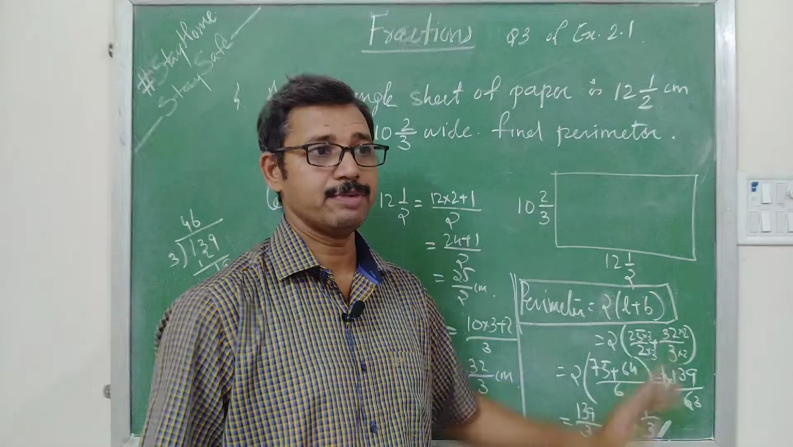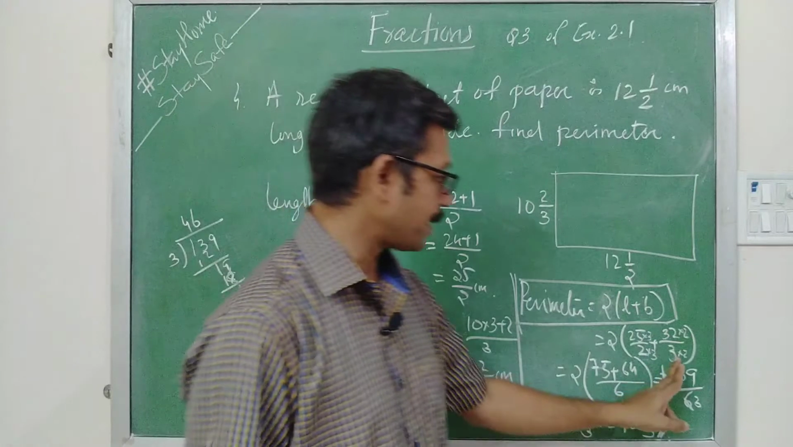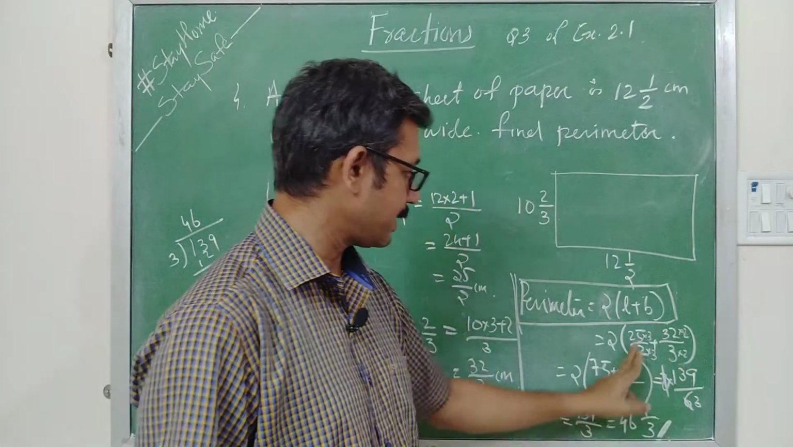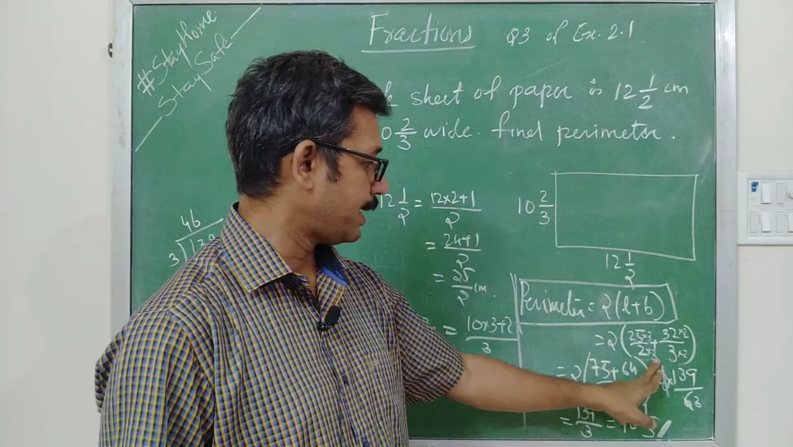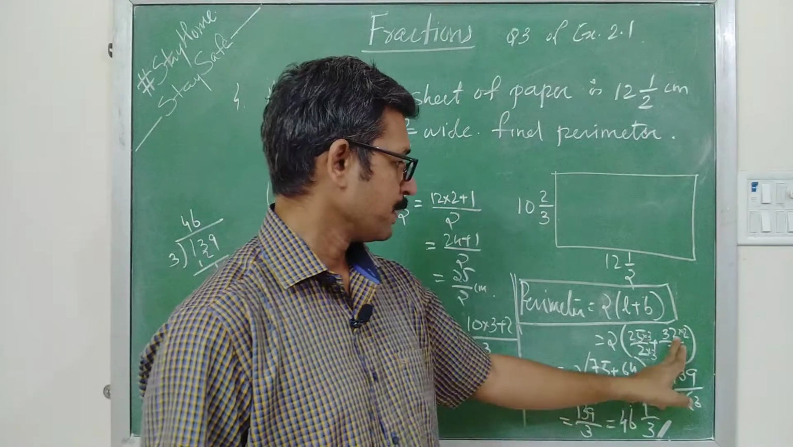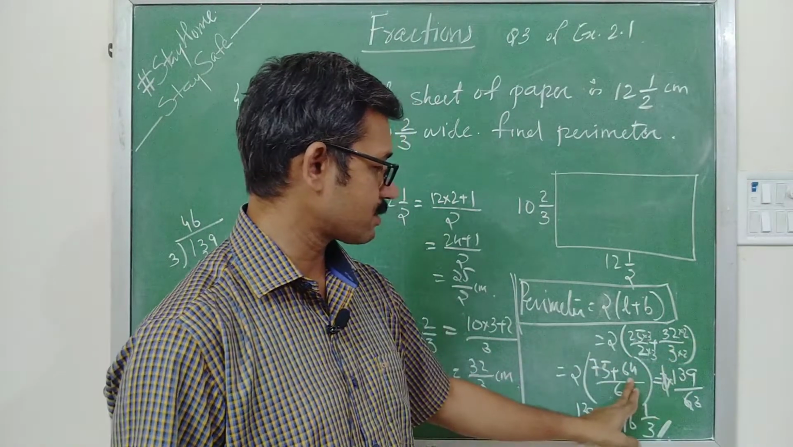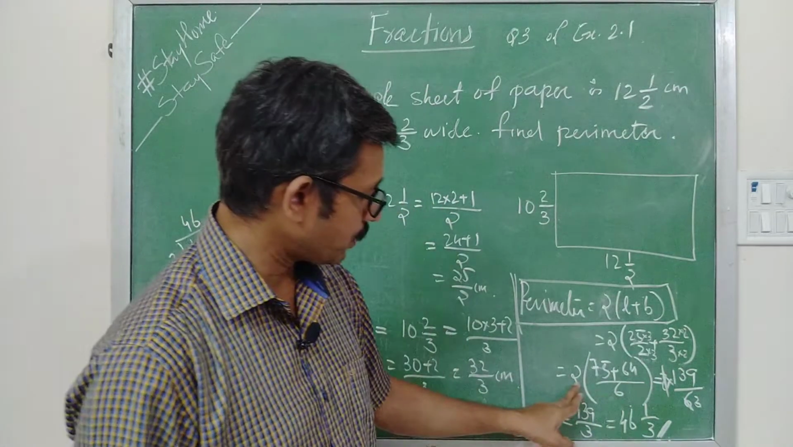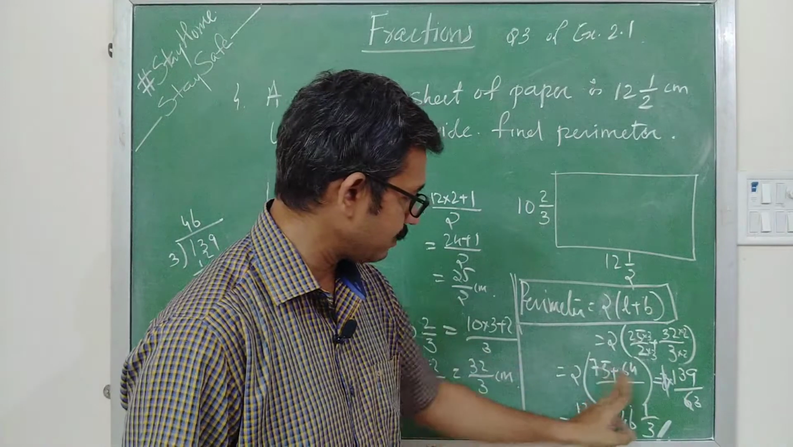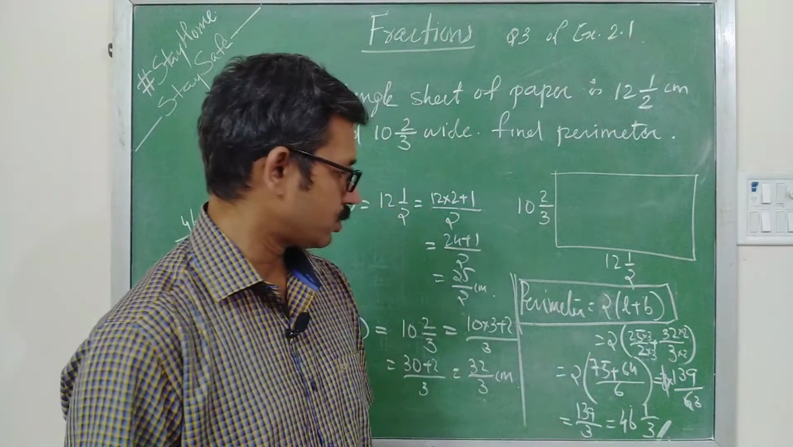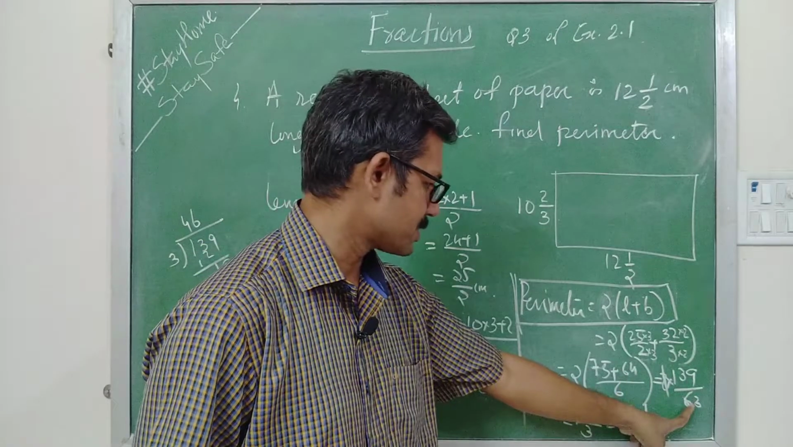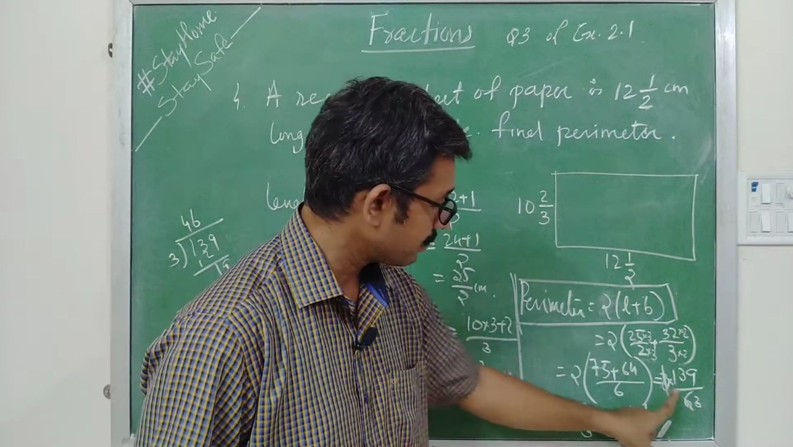Now you know that here the denominator is not the same. So in order to add, we have to make the denominator the same. So we are multiplying by 3 here and 2 there. 25 into 3 is 75 and 6 is the common denominator. Now 32 into 2 is 64, upon 6. By adding, you are getting 139 upon 6, 2 into.